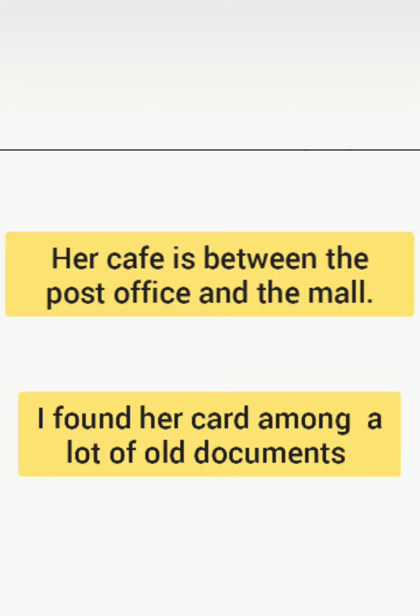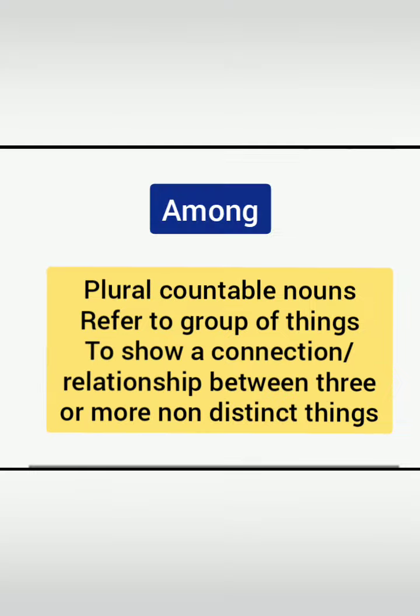Her cafe is between the post office and the mall. That is, it is built between two different things. It's very clear. That's why we have used between. I found her card among a lot of old documents. So there's a possibility that the card was surrounded by many documents, and hence we use the word among and not between, because between clearly distinguishes two things and among states one thing surrounded by other things.